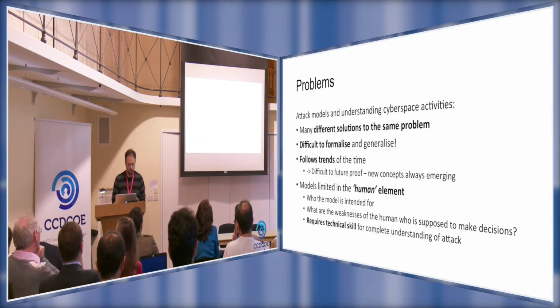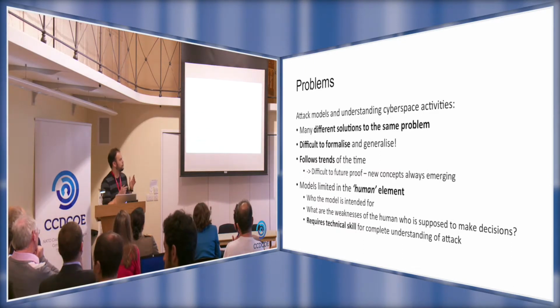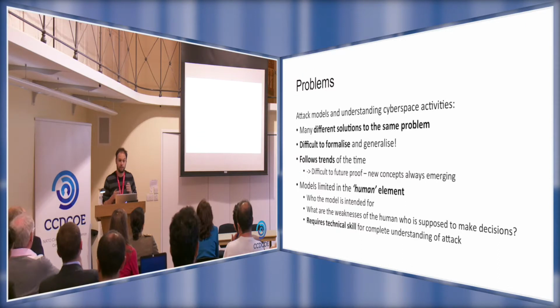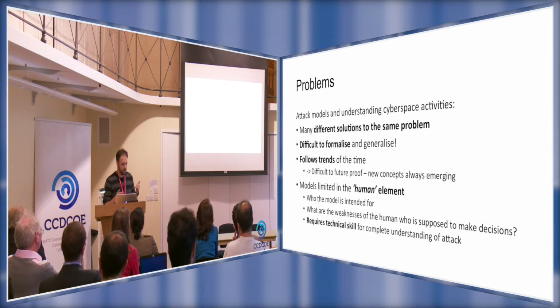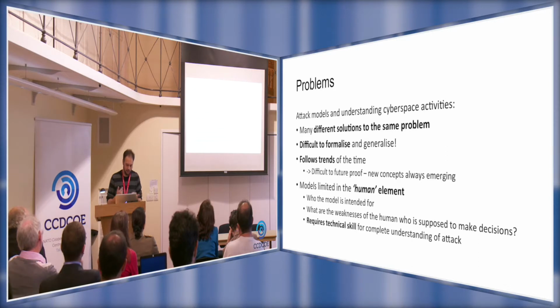So the problems that we're finding with all of these models is that there are many different models, and they're probably very good for what the authors intended them to do, but they are different solutions to the same problem. They're very difficult to formalize and generalize. They tend to follow the trends of the time, so they may not be future-proof. Some of the stuff that came out in the early 90s may not be as valid anymore because we've seen many new types of attack, like phishing attempts, that didn't really exist in the mid-90s.